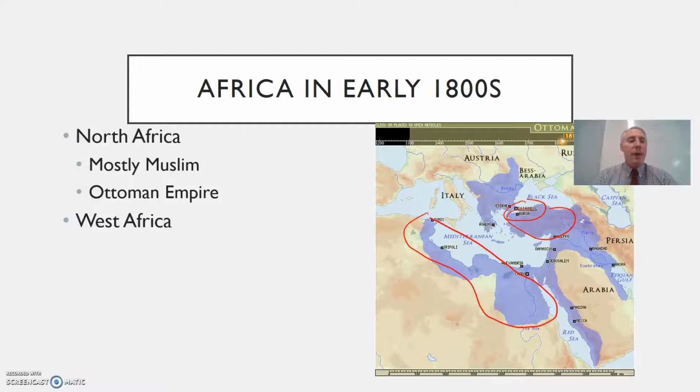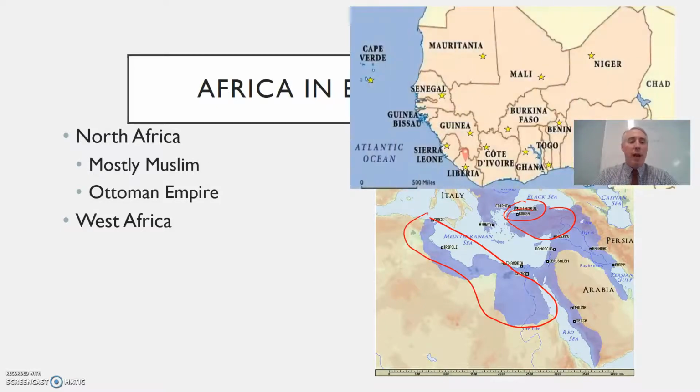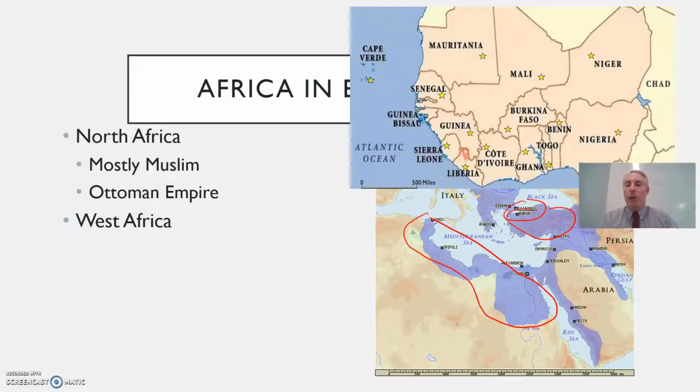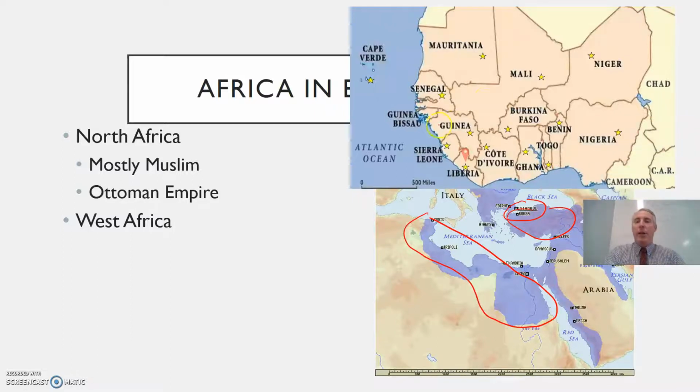Now, West Africa was also mostly Muslim due to trade with the Middle East. Now, you see here, remember talking about this last year, the gold and salt trade that went from these areas across the Sahara Desert to the Middle East. But West Africa, these are the countries that we have today. Some of those ancient kingdoms that we talked about, Mali, Ghana, right, you still have countries that are named for those today.